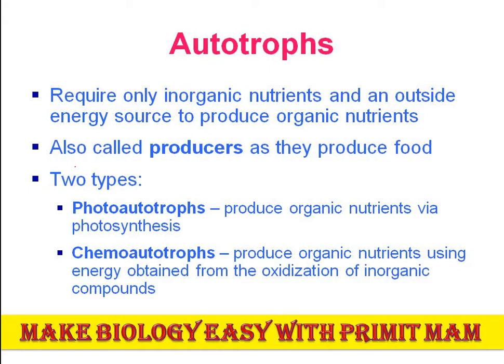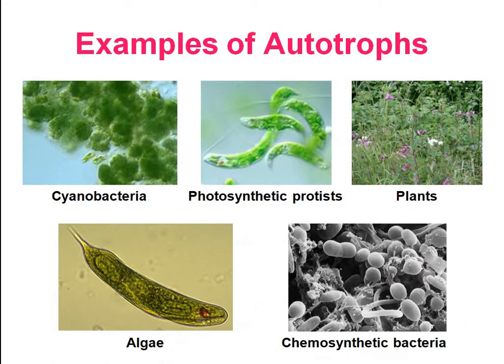Okay. Another type of producers are the chemoautotrophs. Chemoautotrophs are the organisms which produce the organic nutrients using energy obtained from the oxidization of inorganic compounds. These are the examples of autotrophs: cyanobacteria, photosynthetic protists, plants, chemosynthetic bacteria, algae. These are all autotrophs, so you can say they are producers.